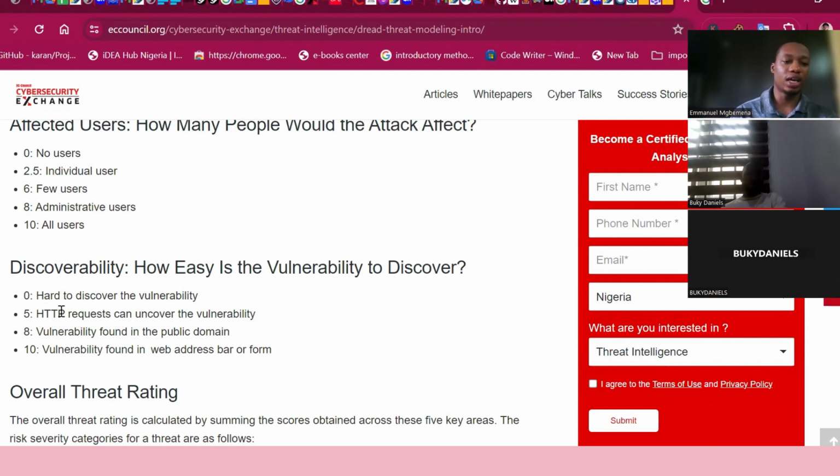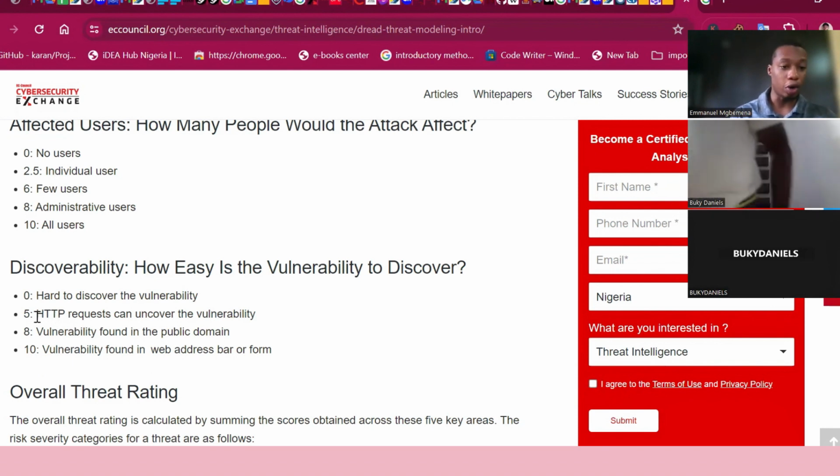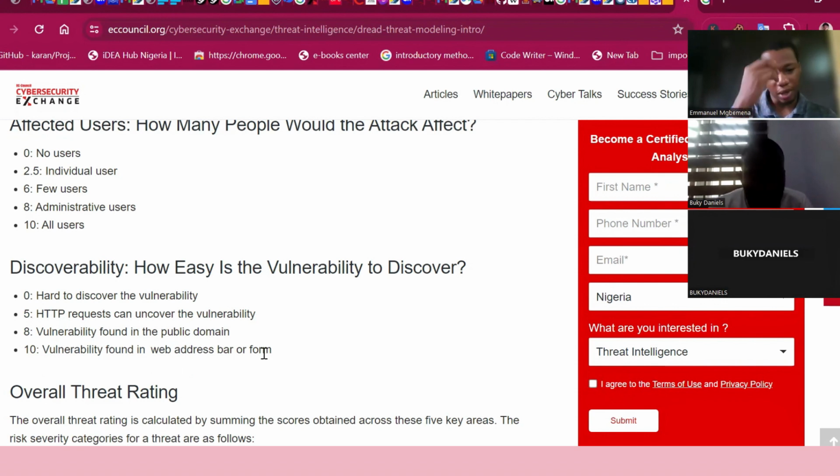So the threat actor, where they talk about HTTP requests can uncover the vulnerability. If the vulnerability is related to a web server, we can say as someone is visiting their website, they could do something, or they could use Burp Suite or some of these web application tools to determine this vulnerability. But in this case I don't think it's 5. Vulnerability found in the public domain, vulnerability found in web address bar or form.